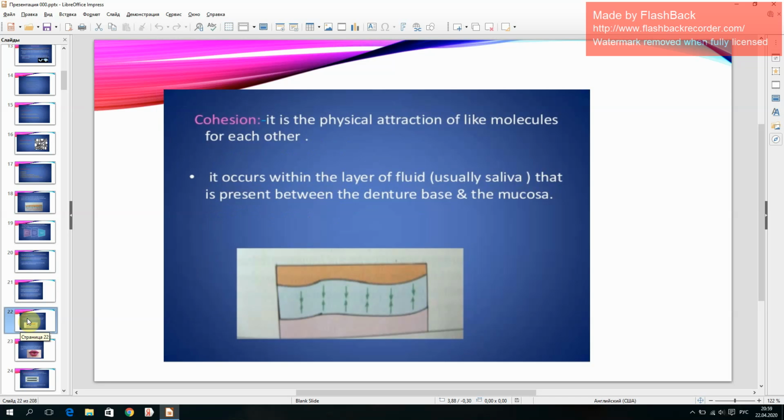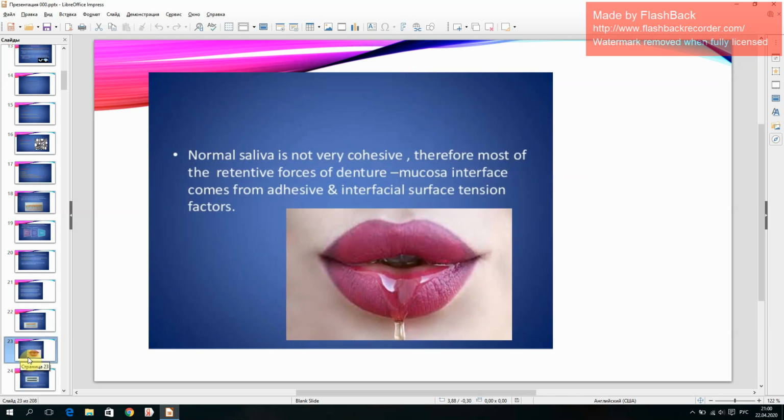Cohesion. It is the physical attraction of like molecules for each other. It occurs within the layer of fluid, usually saliva, that is present between the denture base and the mucosa. Normal saliva is not very cohesive, therefore most of the retentive forces of the denture mucosa interface come from adhesive and interfacial surface tension factors.